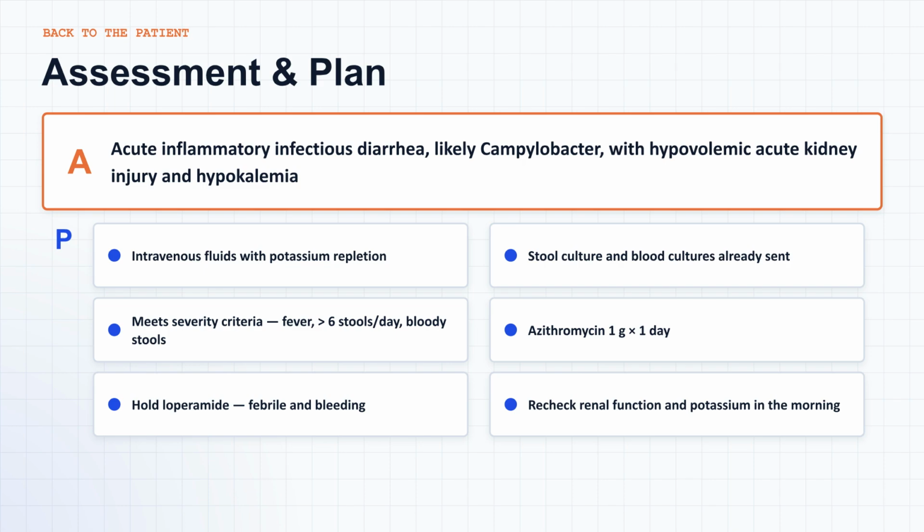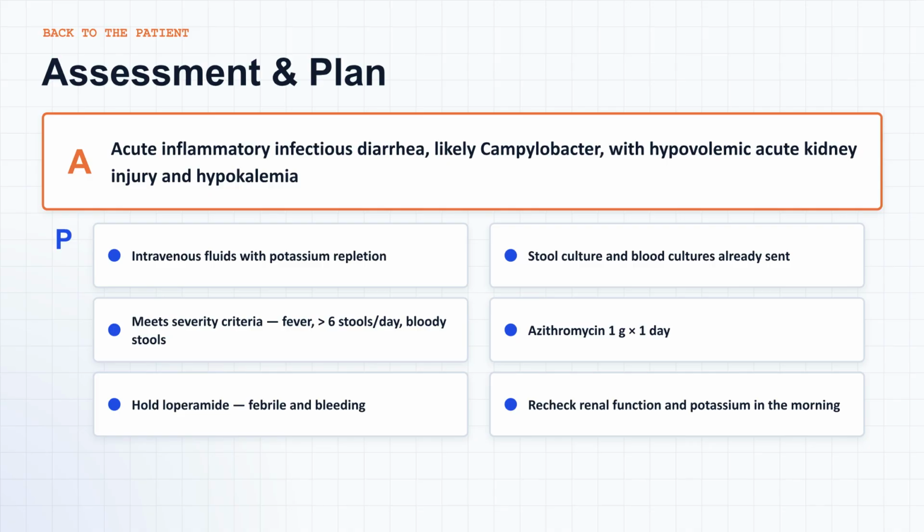Here is the assessment and plan. Marcus is a 38-year-old man with acute inflammatory infectious diarrhea, most likely Campylobacter, given the undercooked poultry and a second sick contact, complicated by hypovolemic acute kidney injury and hypokalemia. The plan: intravenous fluids with potassium repletion, stool culture and blood cultures already sent. He meets severity criteria: fever, more than 6 stools a day, and bloody stools. So we start azithromycin 1 gram as a single dose.